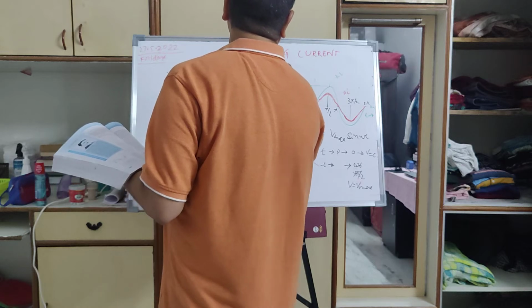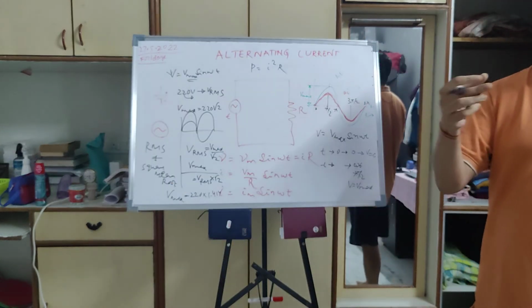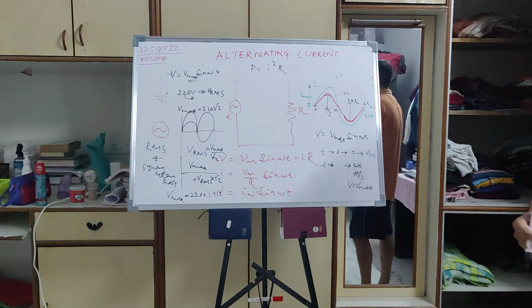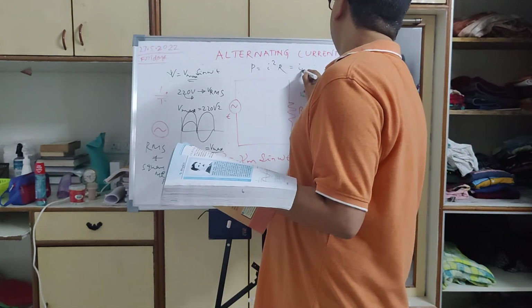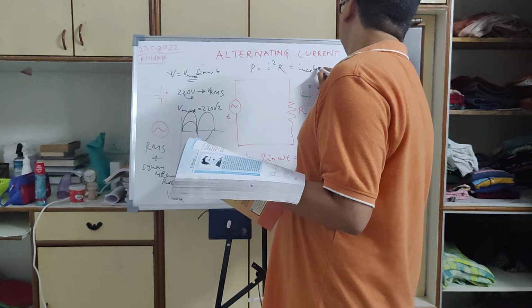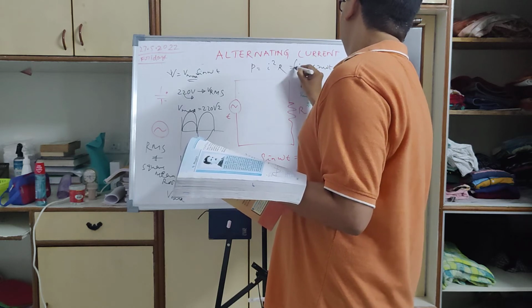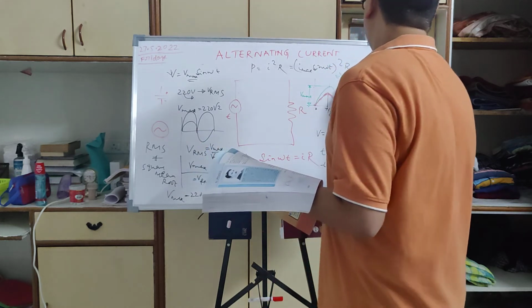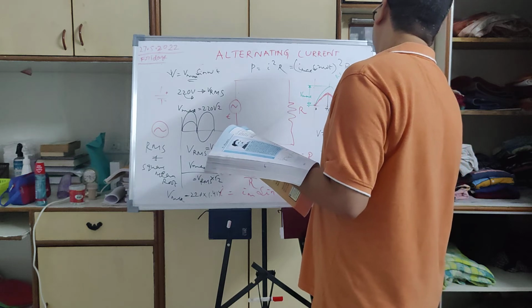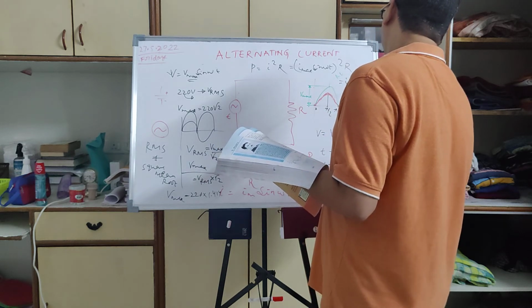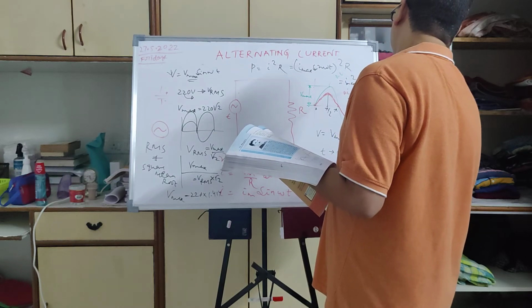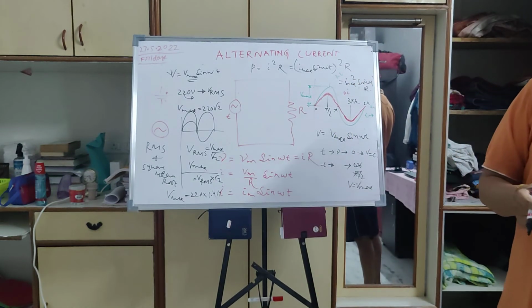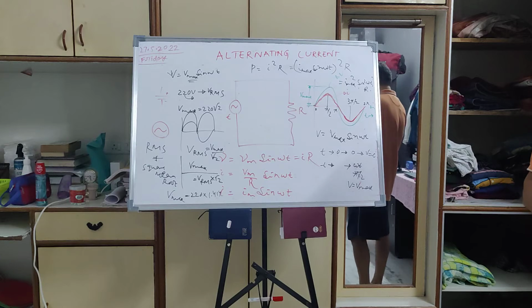Somebody will ask you, what is the instantaneous power dissipated in a resistor? That is nothing but I square R, and I is I max sin omega t, whole square, then R. So that is I max whole square sin square omega t R. This is the instantaneous power consumed in a resistive circuit.